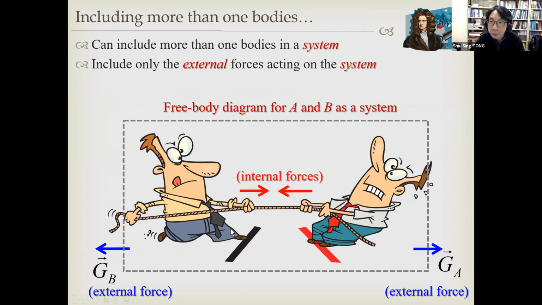And if I apply Newton's law on them, then I should count only external forces, which are the forces from the ground. The force GA from the ground on A and the force from the ground on B, GB, they are the external forces. Okay, so be careful when you identify the external force and internal force. They depend on your system, on the system you choose.